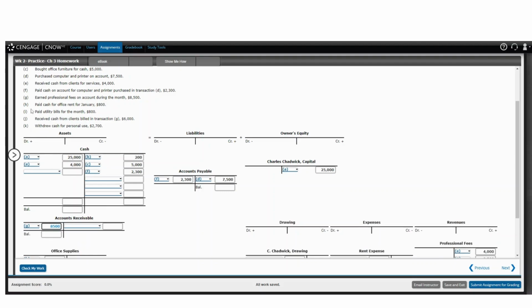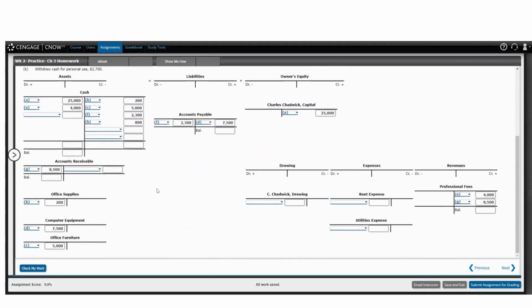Okay. In H, he paid cash for office rent for January for the amount of $800. Okay, so I know my cash decreased, right? Because I paid a bill. So I'm going to decrease my cash on the credit side. So I'm going to put H, and that is the amount of $800.